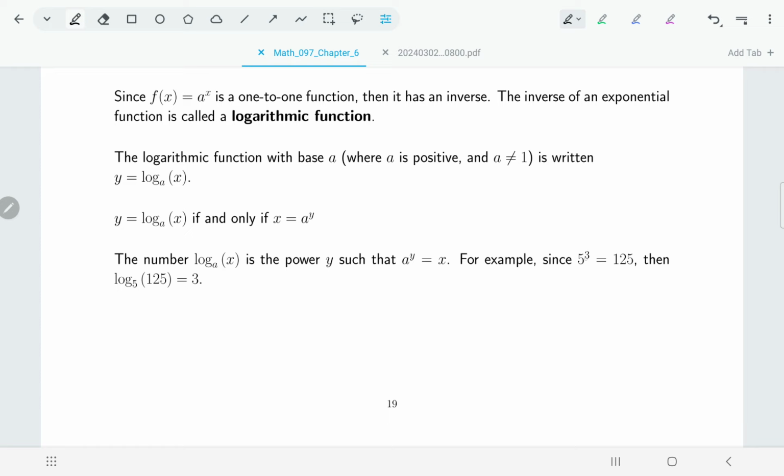So for the exponential function, we know what the power is, and we're finding out what is the base to that power. With a logarithm, we know what the base to the power is equal to. We want to know what was the power.